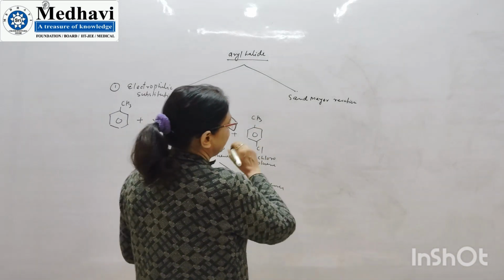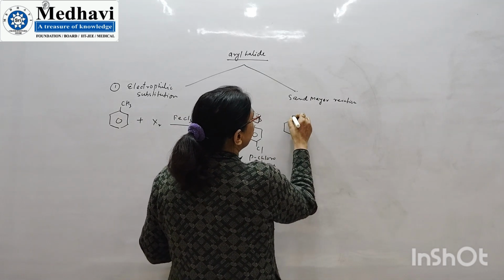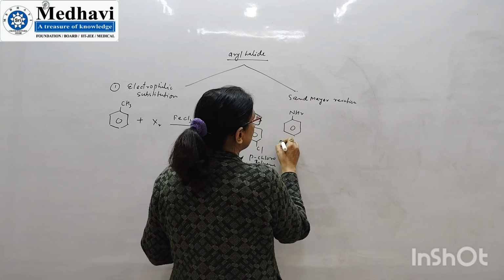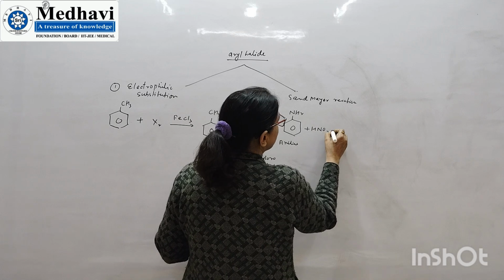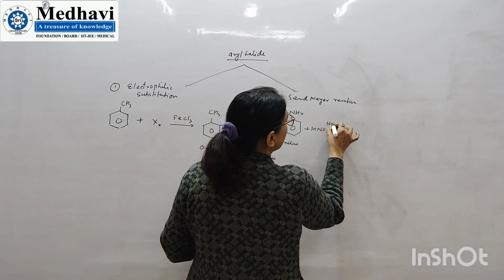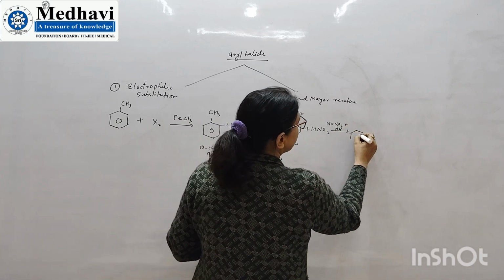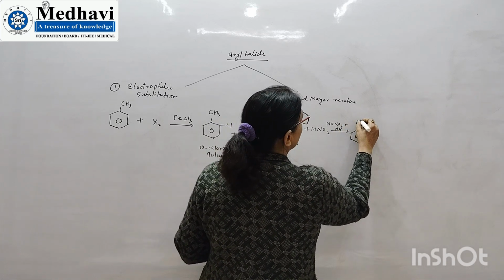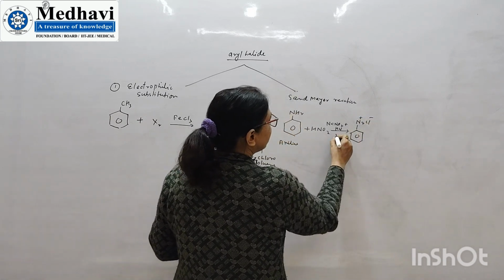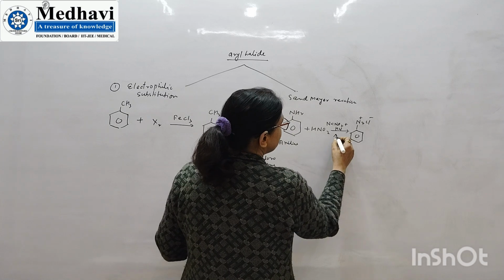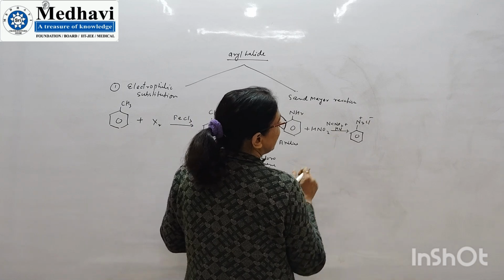Second method, that is Sandmeyer reaction. In this reaction, a primary aromatic amine, also called aniline, is reacted with nitrous acid. Nitrous acid can be prepared when sodium nitrite is taken with HCl. So a product is formed that is called diazonium salt. And this method is called diazotization. This is the diazonium salt product.